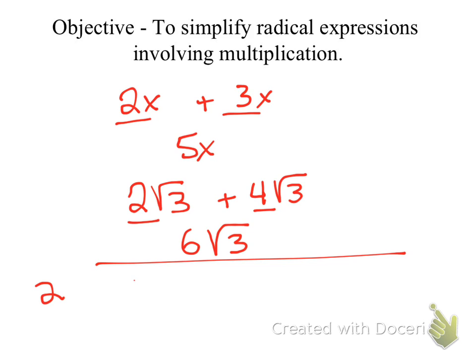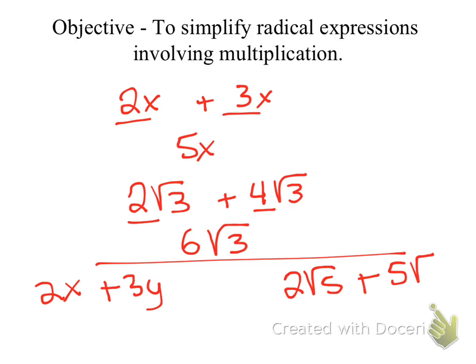just like if I had 2x plus 3y, can they be added? No. I can't add 2 radical 5 plus 5 radical 2 because the radicals are different. Does that make sense? Okay, I'm going to erase.